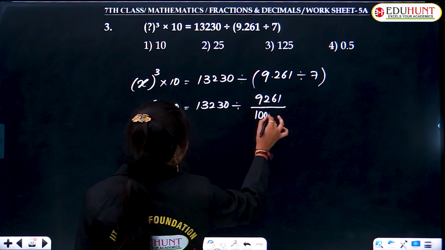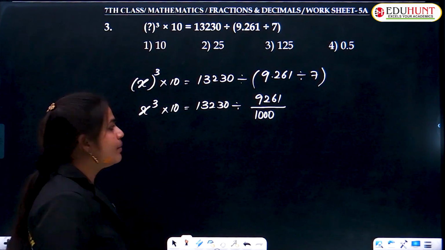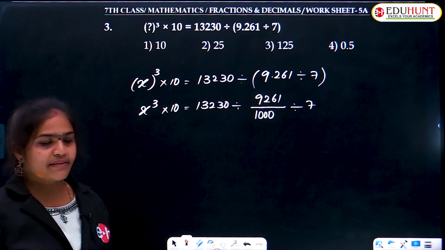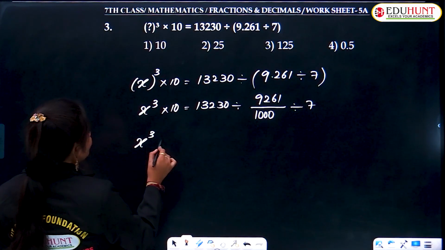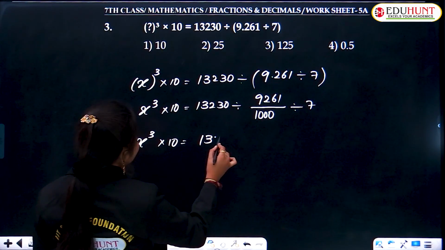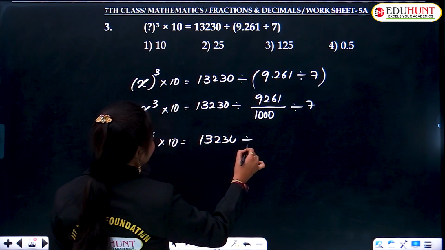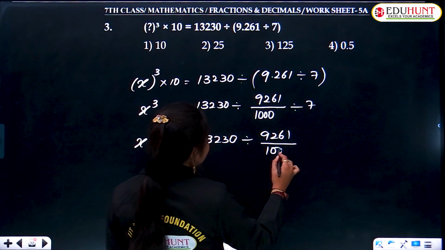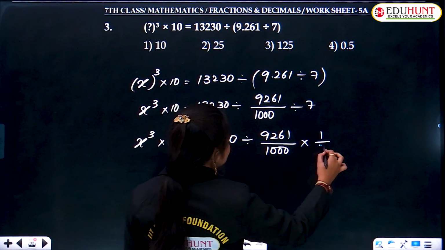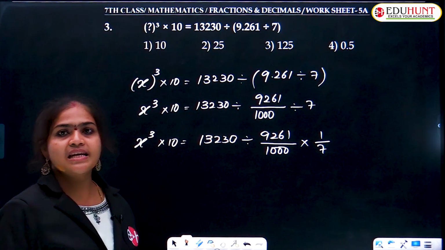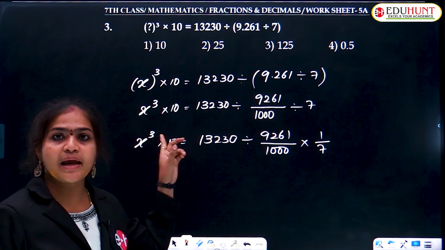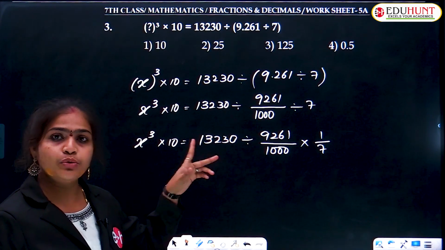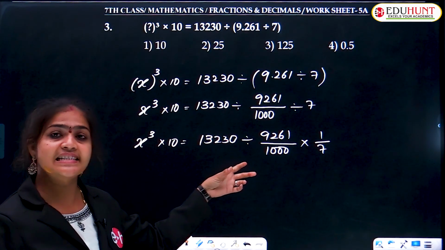123, which means by 1000. Understood? By 1000 divided by 7. Now here x cube into 10 is equal to 13,230 divided by 9261 by 1000 into by 7. Its reciprocal is 1 by 7, and the division becomes multiplication. Already I told you, at the time of division of decimals, and in the same way multiplication of decimals, in both cases we discussed the denominators and their reciprocals.